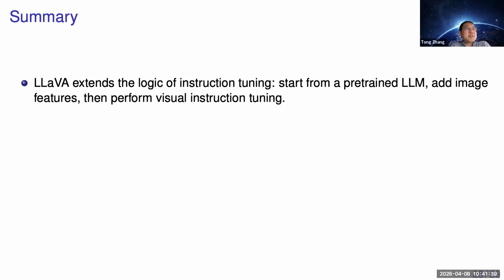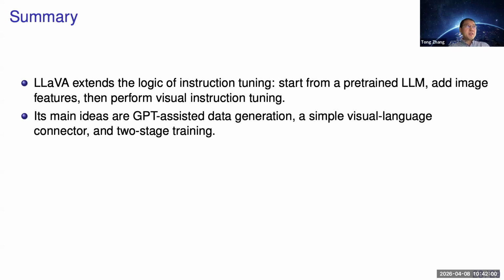Summary: LLaVA extends the logic of instruction tuning from text-only LLMs to image understanding. And there's a key notion about the image tokens, which makes this possible: putting them into the embedding layer of the LLM. So this makes it possible.